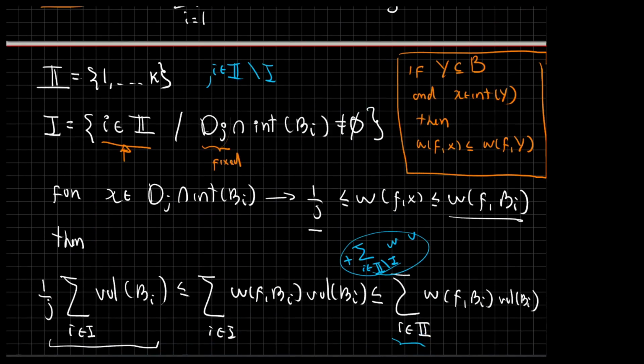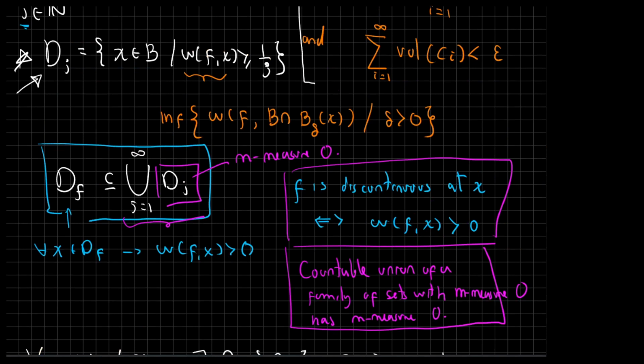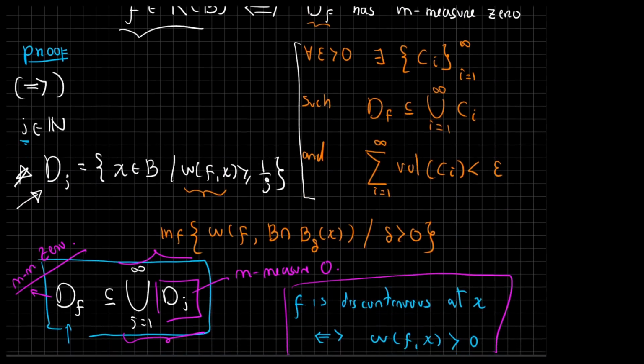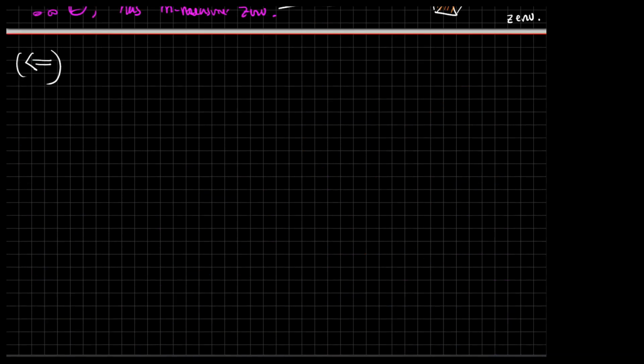And then, since here the set of discontinuities was included in the countable union of sets with measure 0, that is a set with n measure 0, then this set also has n measure 0. And so this concludes the first part of the proof, and we will go now with the other implication. So suppose now that D of f has n measure 0. And now we wish to prove that f is Riemann integrable.